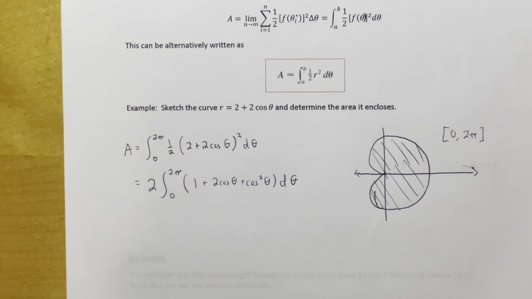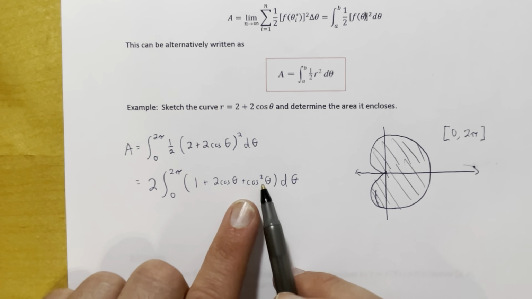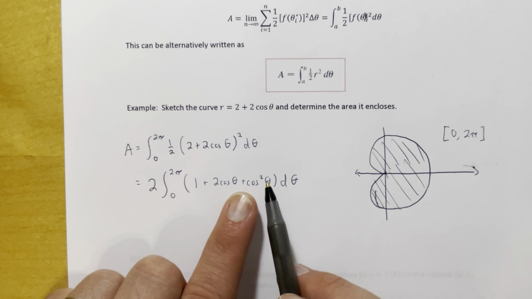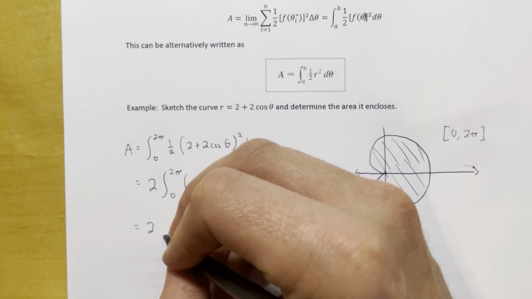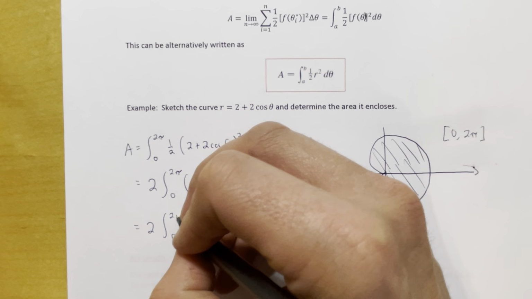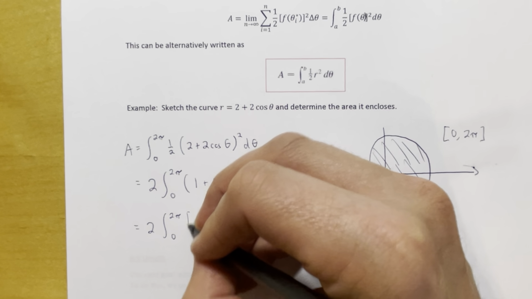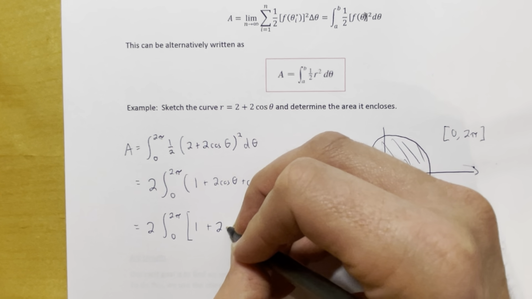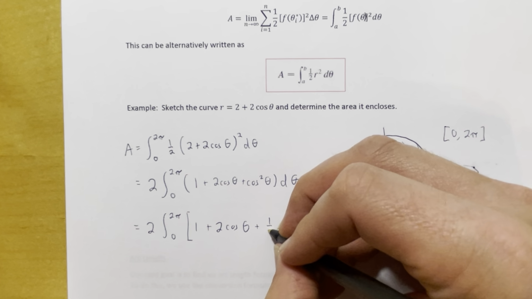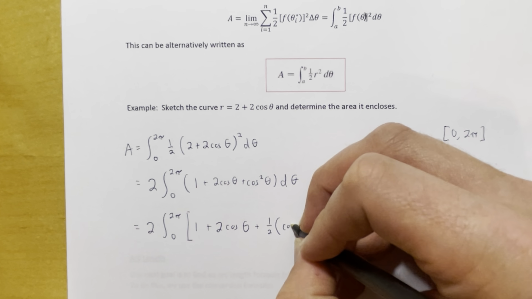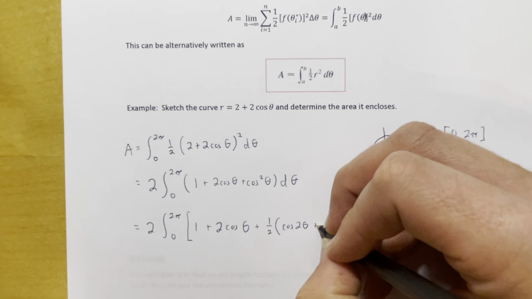Okay? Now, this cosine squared right here, I can deal with this by using a power reduction formula. So this becomes 2 times the integral from 0 to 2 pi of 1 plus 2 cosine of theta. And then remember, cosine squared is the same as 1/2 times cosine of 2 theta plus 1.